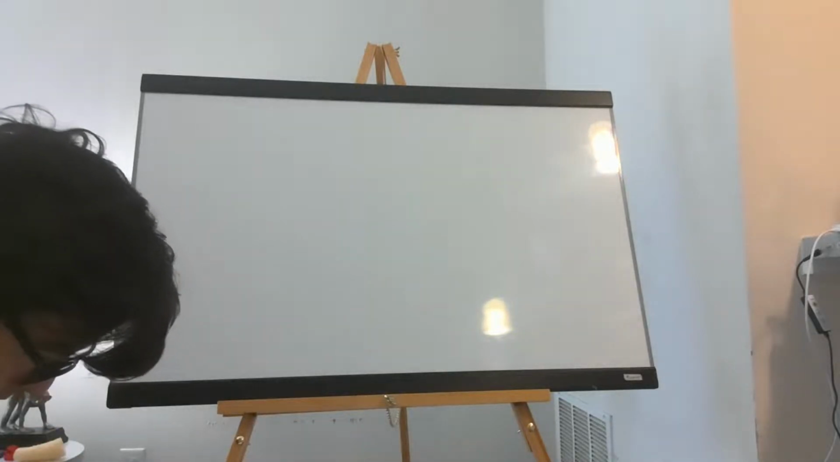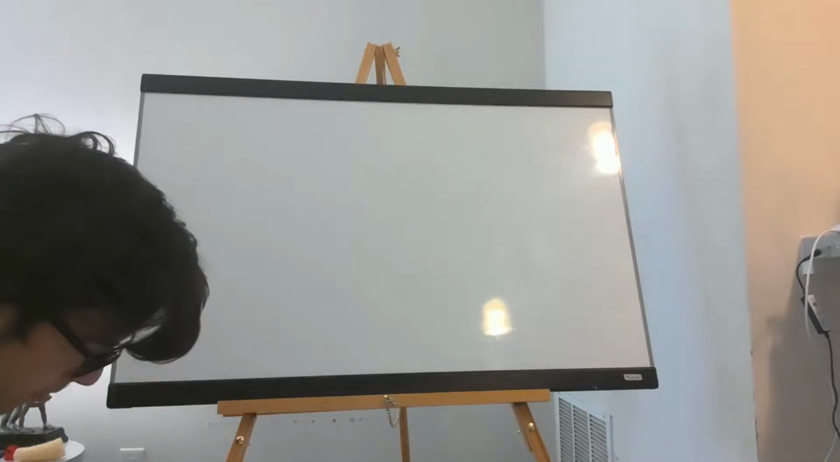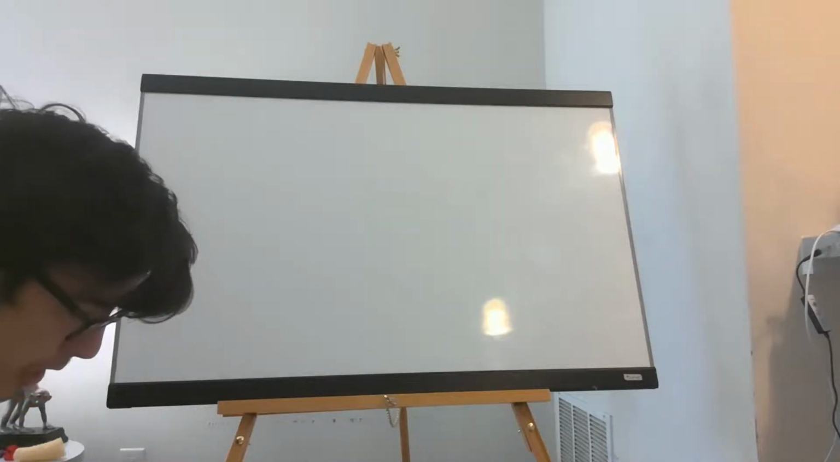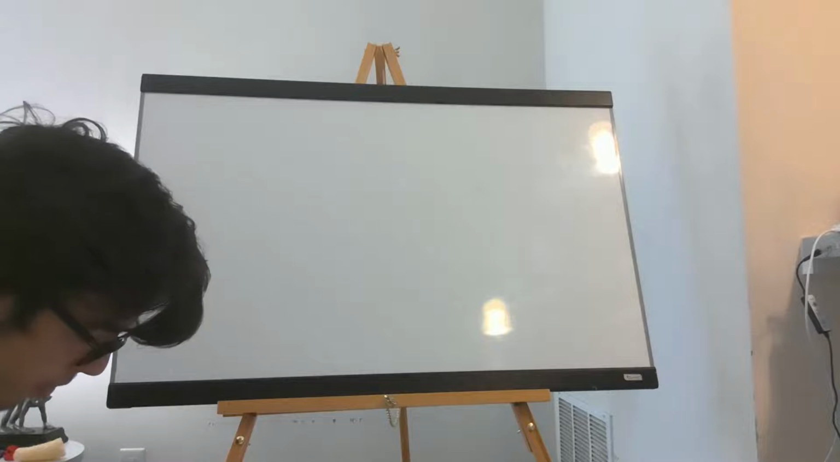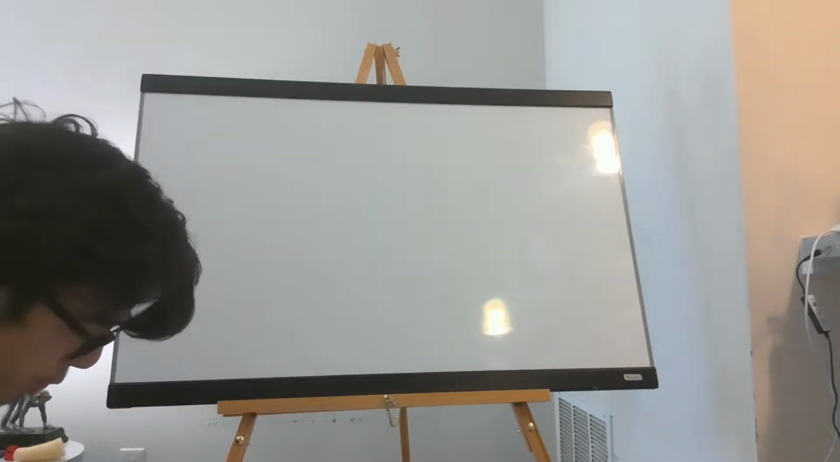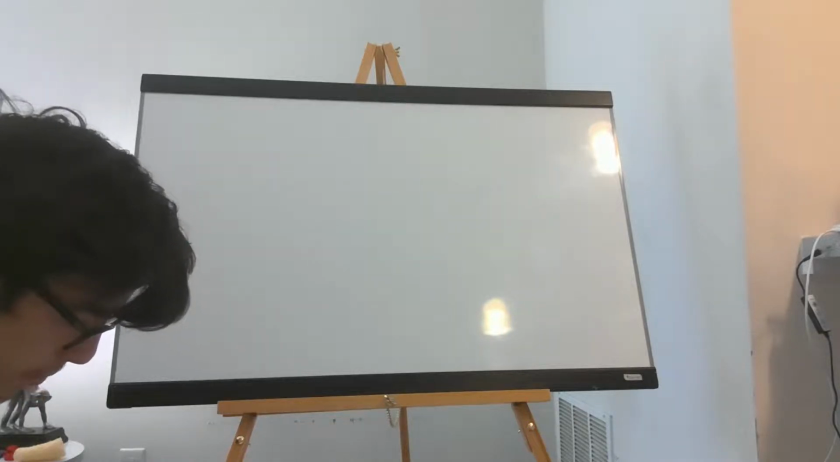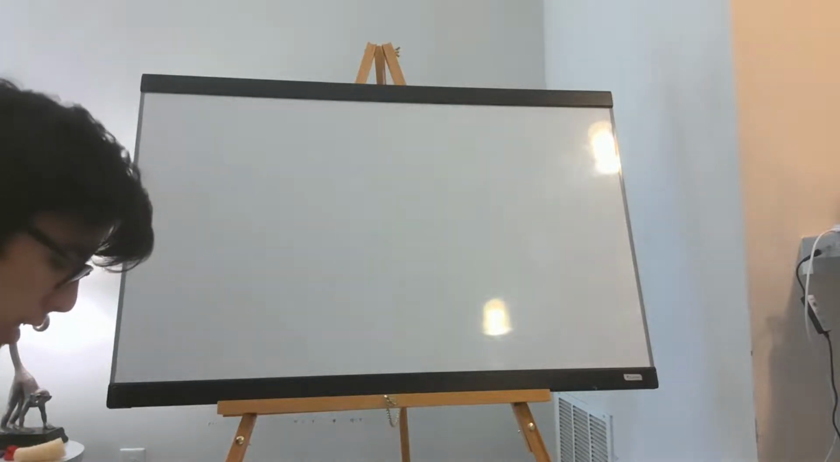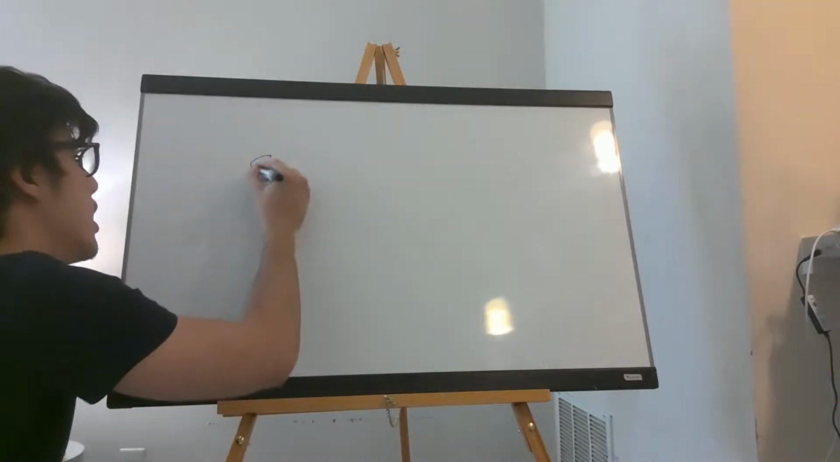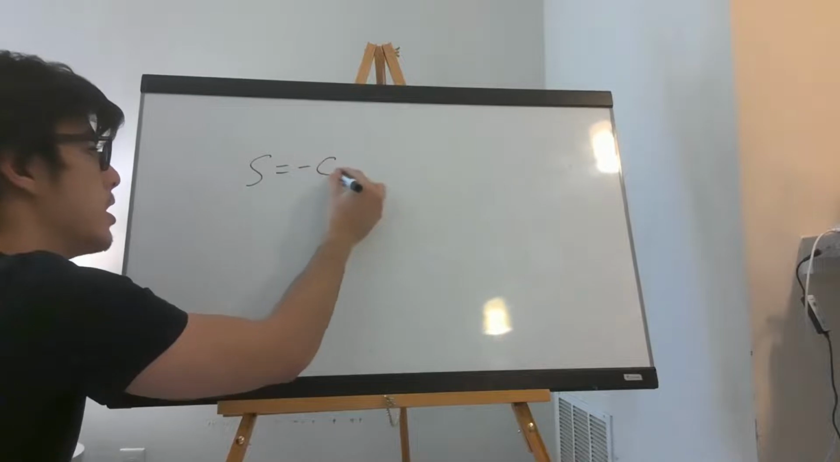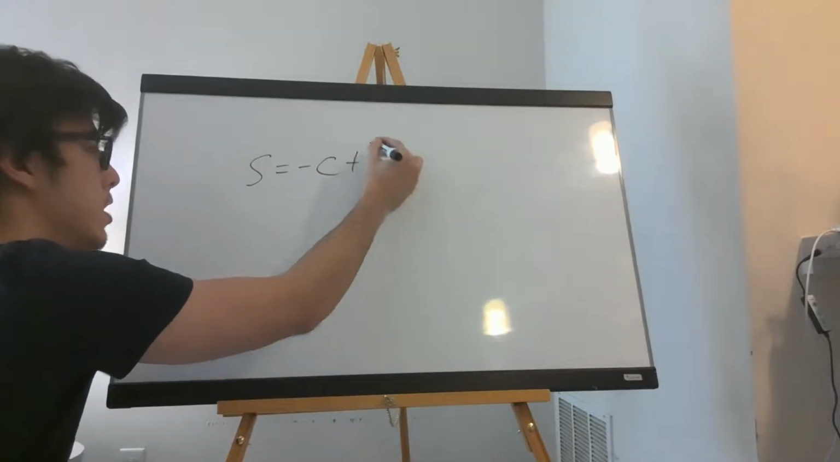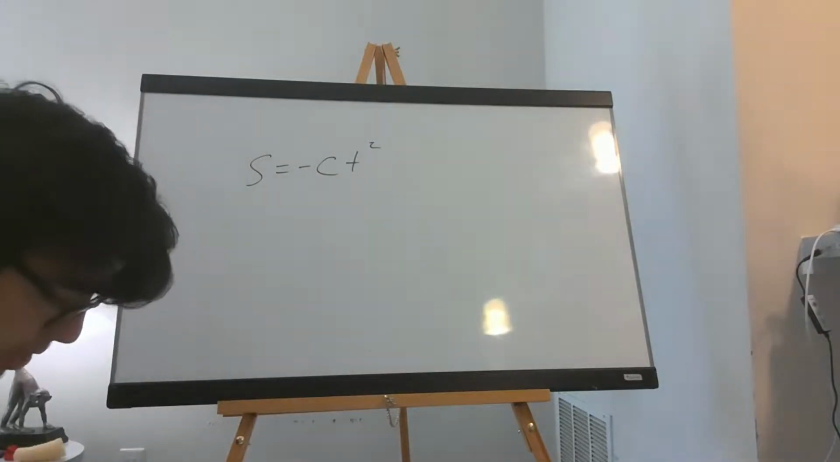So let's see. He also found that all falling bodies obey the law stating that the distance s they fall when dropped is proportional to the square of the time t it takes to fall that distance, and that the constant of proportionality c is the same for all objects. That is, s equals negative c times t squared, in which s is distance.